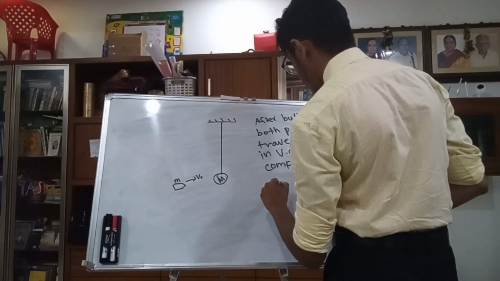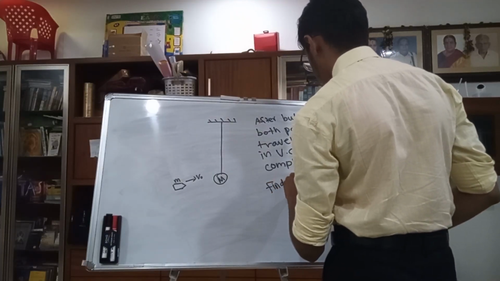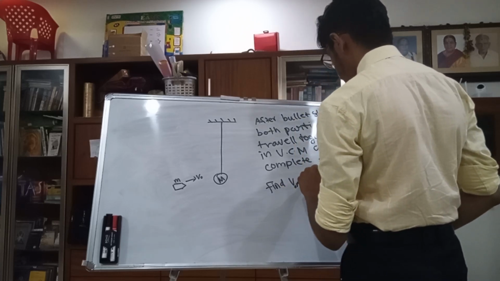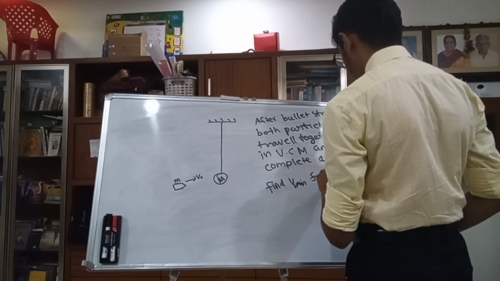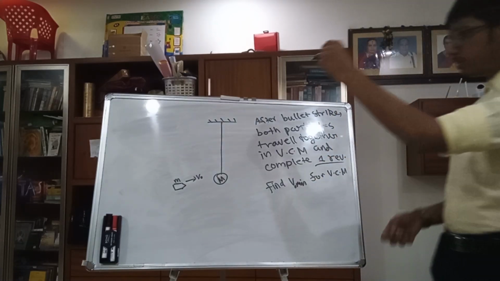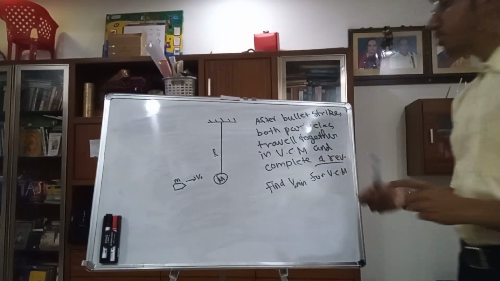Find V naught min for vertical circular motion with one revolution. Given that the string of length is L, now tell how to solve.